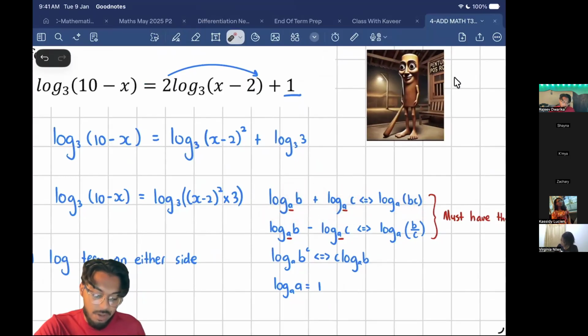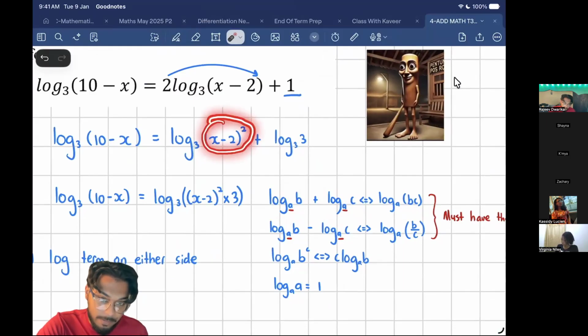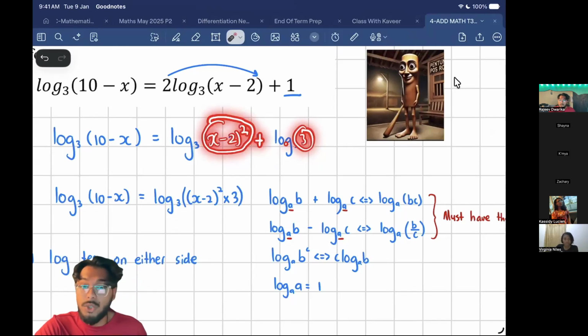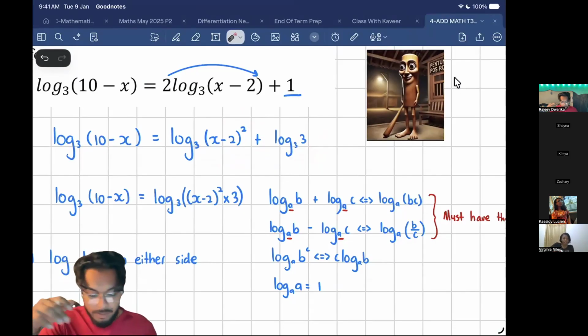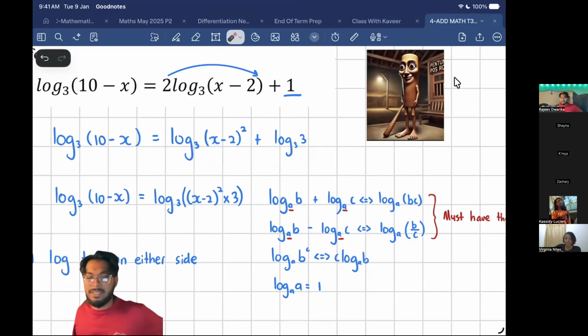So watch. Over here you have log base 3, x minus 2 squared, and you're adding that to log base 3, 3. So I'll have to multiply x minus 2 squared by 3. Yeah or no? Follow with me. Are you sure you understand this? Yes, sir.